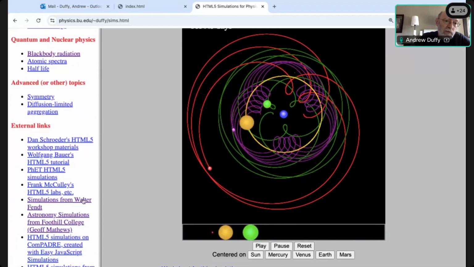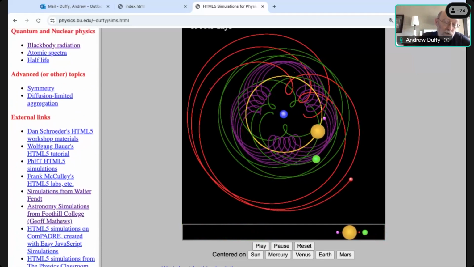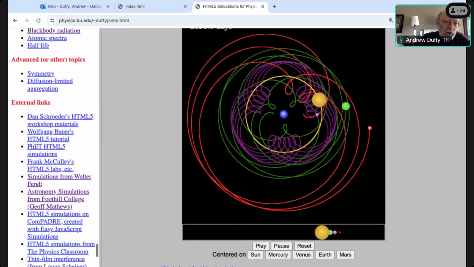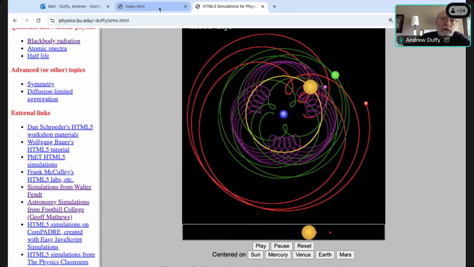Walter Fendt has some lovely stuff. He has nice things. PhET, of course, I'm not trying to compete with PhET. PhET is this massive team of people just making beautiful simulations. So I think we can all coexist here. I'm trying to do some very special purpose simulations, and PhET does some really lovely general things. Their circuit simulator or their projectile motion simulation. Those are very nice. Okay, so that's what you get when you go to that website.